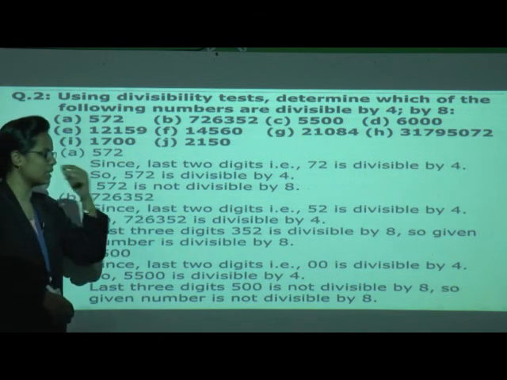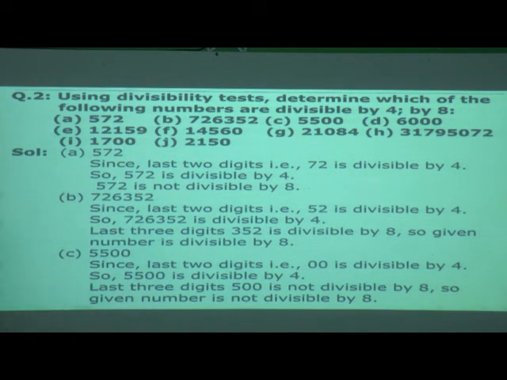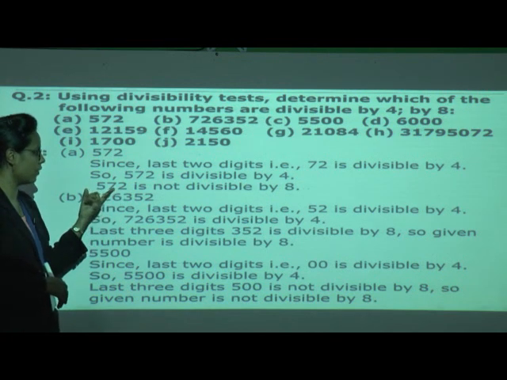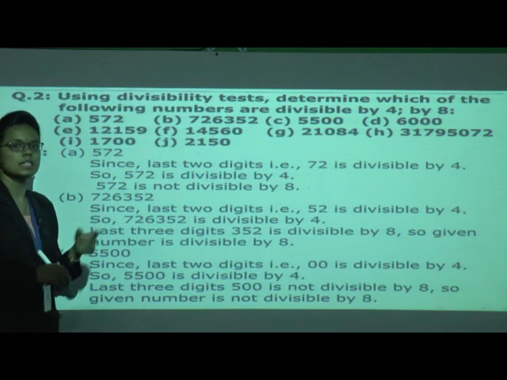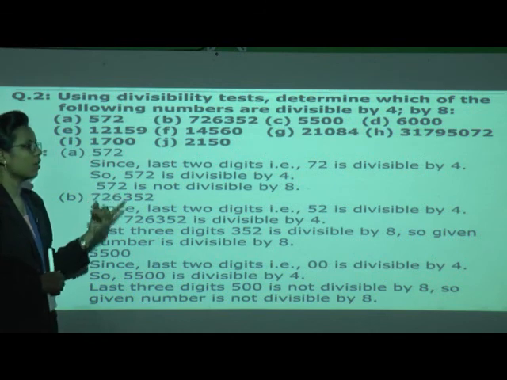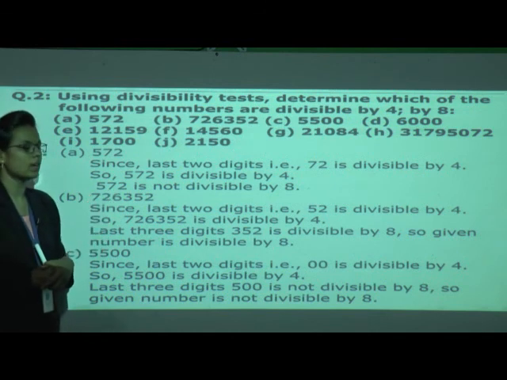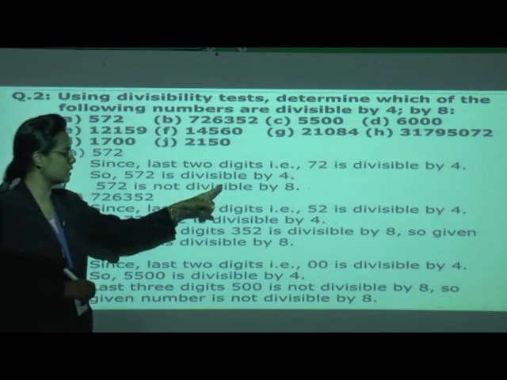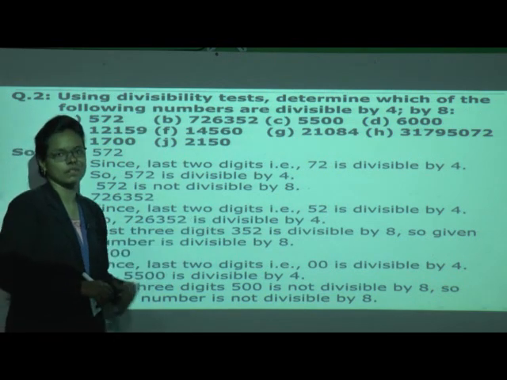572 is not divisible by 8. What is the rule to find divisibility by 8? The number formed by the last three digits should be divisible by 8. We have a 3-digit number only here. When we divide this number, we have to see whether it is completely divisible by 8. When we divide it, we get a remainder. So it's not divisible by 8. So we have found that 4 is divisible but 8 is not divisible.